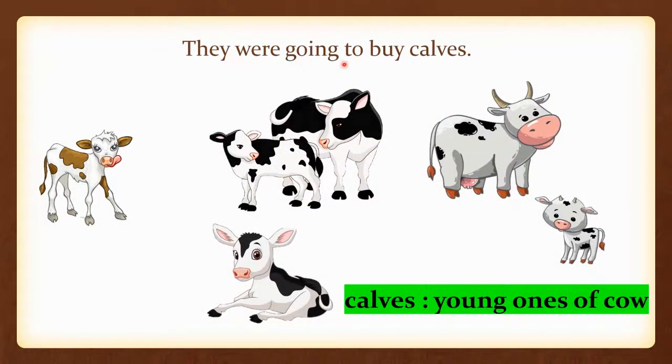They were going to buy calves. Now what are calves? Calves means the young ones of a cow. We call one a calf, but when there are many, we call them calves. Okay? So the grandfather and Leshin both went to buy calves.